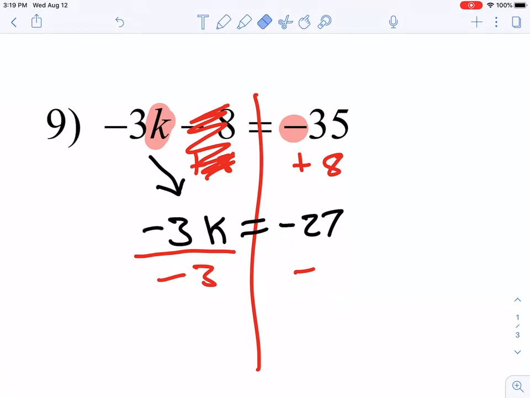Just to back up for a second here, we could not add 3 to both sides because this is multiplying, and the way we undo multiplying is by dividing. This is addition, so adding 3 won't undo multiplying 3. So that's why we wouldn't add 3 to both sides. We actually need to divide -3 to both sides. That's going to make these cancel out.